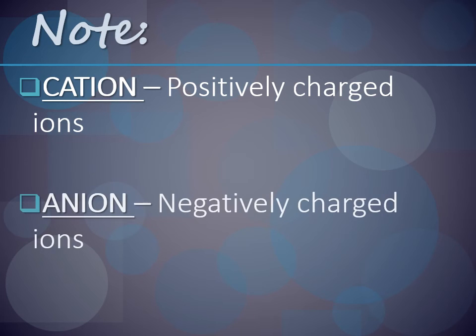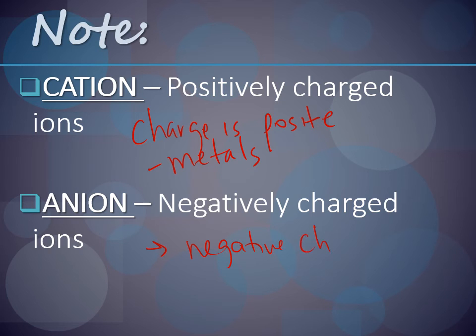There are 2 different types of ions. A cation is a positively charged ion, so when the charge is positive. Your metals are always cations. An anion is a negatively charged ion, so it has a negative charge. And these are your nonmetals. A good and easy way to remember the difference: anion sounds like onion. Onions make you cry. That could be negative. Okay.